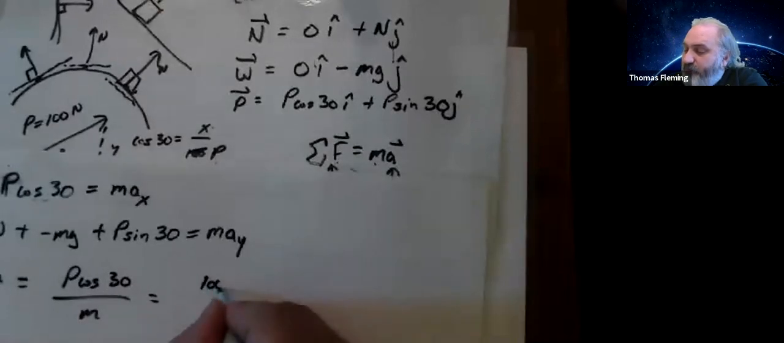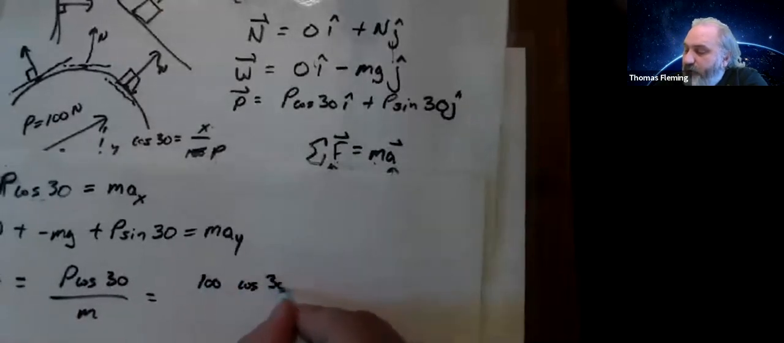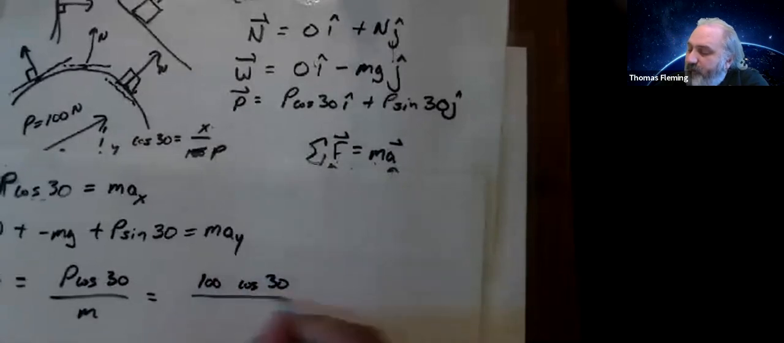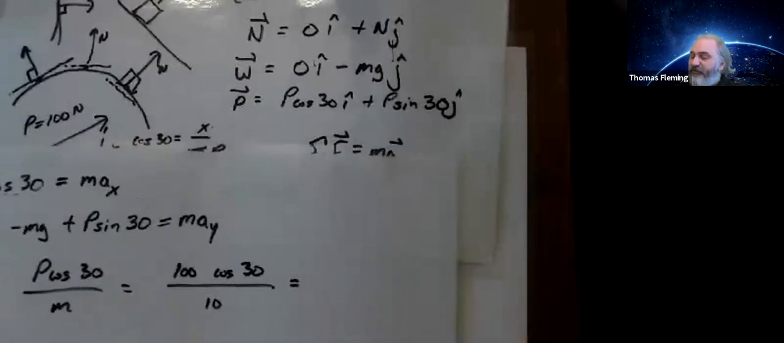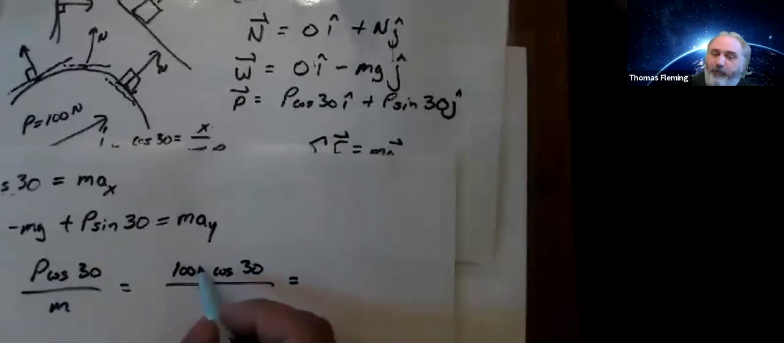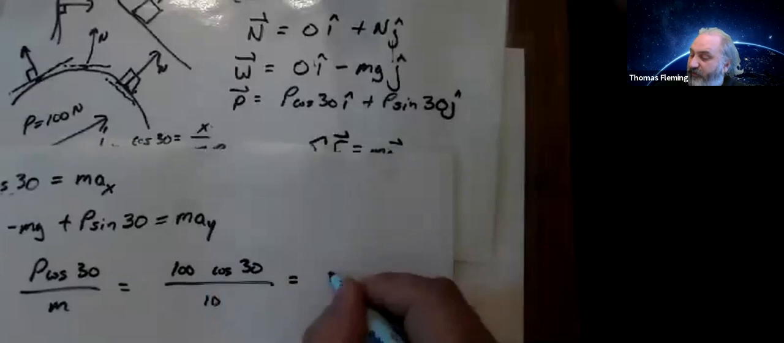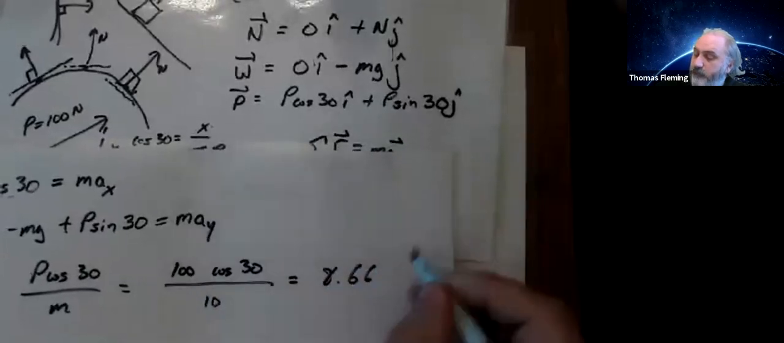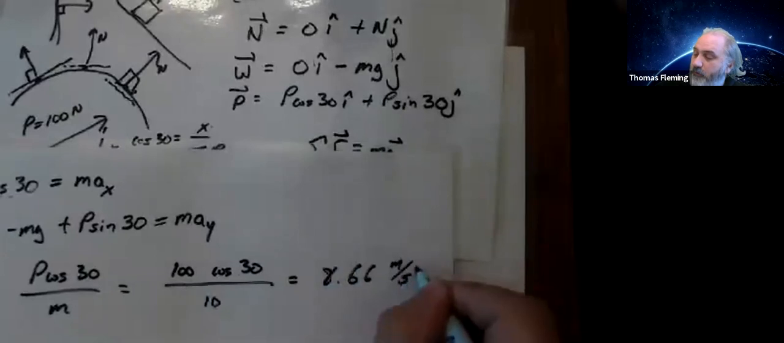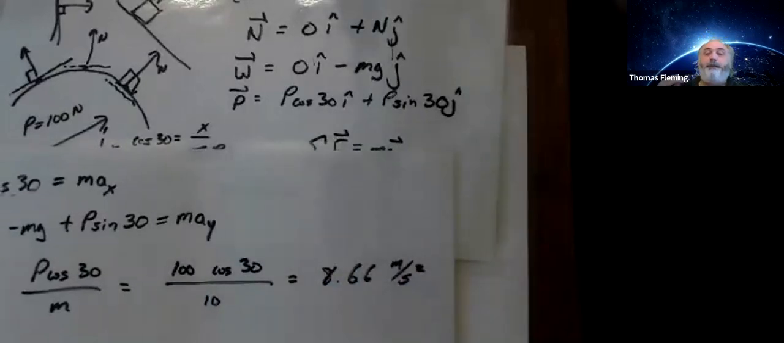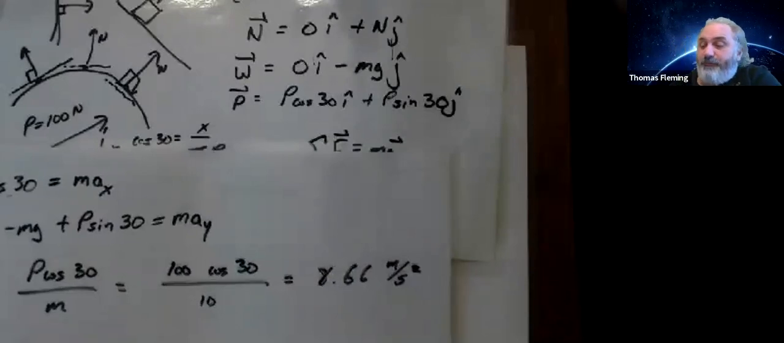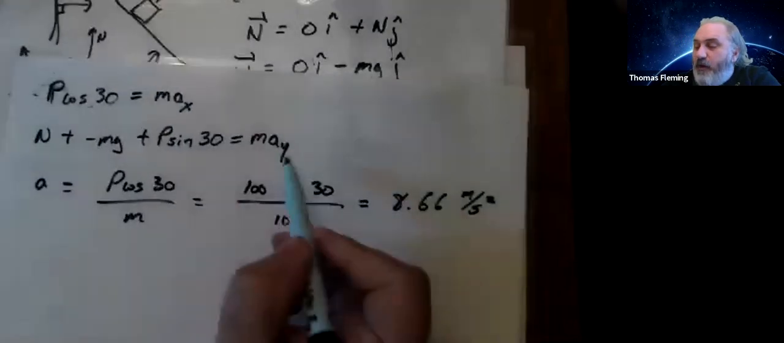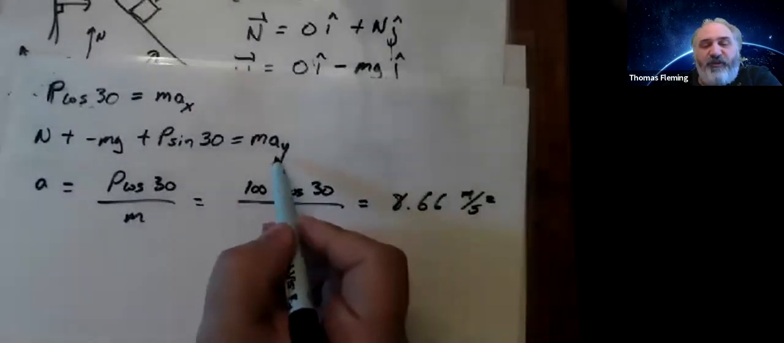That's 100 times the cosine of 30 degrees divided by 10. And the cosine of 30 is going to be square root of 3 over 2, which is about 0.866, times 100 is 86.6, divided by 10 is 8.66 meters per second squared. Piece of cake. So we now know how much it's going to try to accelerate sideways. Now, what about up and down? Is there an up and down component to its acceleration?